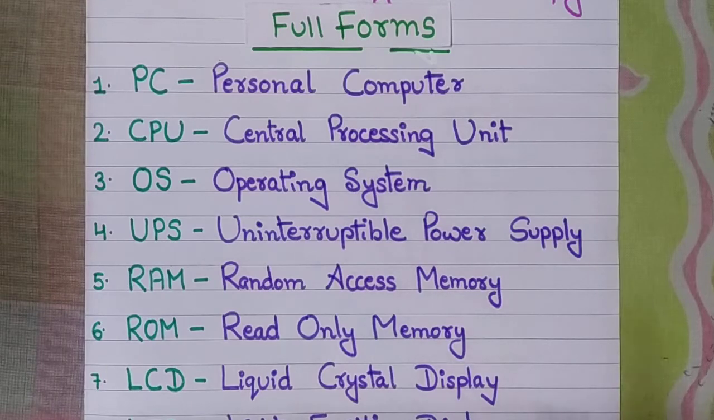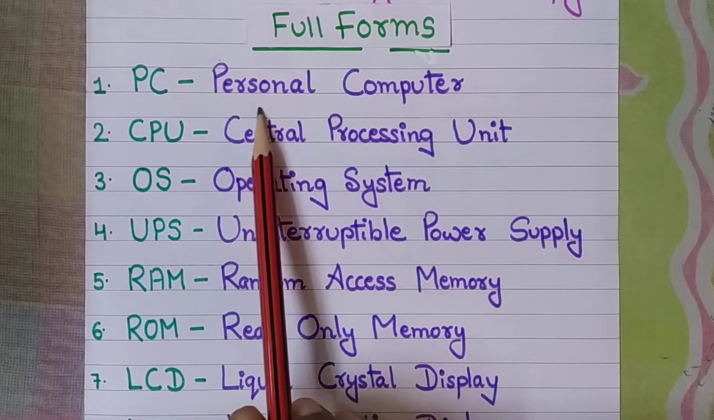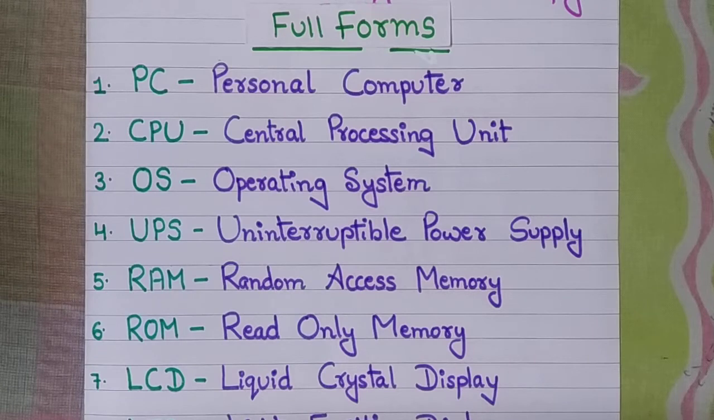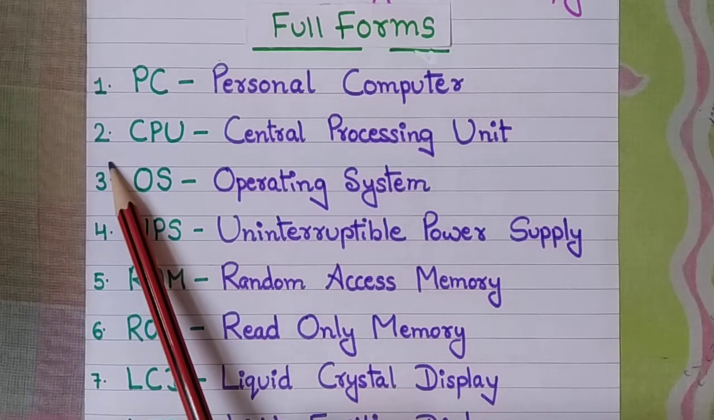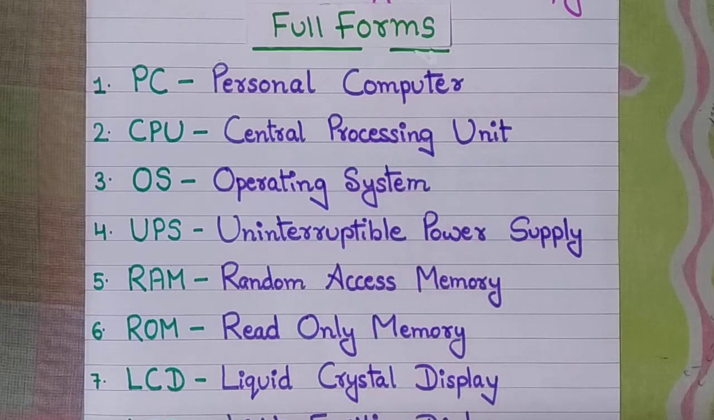So the first one is PC, that is personal computer. PER-SONAL, personal computer. Second, it is CPU, Central Processing Unit. From the standard one, you all are studying this CPU, and it is the brain of the computer, and it is also the processing device of a computer.